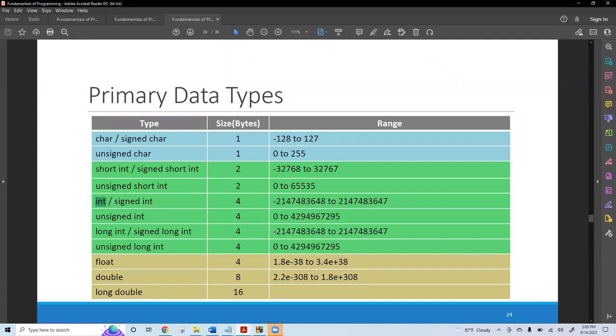Then we can go to this long int, right? Long int. So in that case we can go for unsigned, right? So then we have double the range, right? So likewise, depending on the situation, we can select what data type we use.